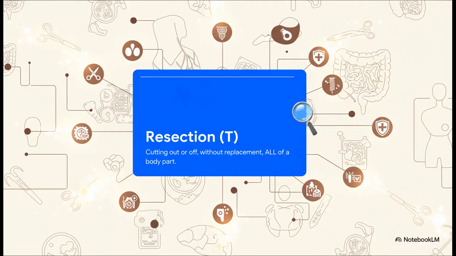Now, the direct counterpart to excision is resection. In this case, the objective isn't to take a piece, it's to take all of it. So, back to our ice cream. A resection isn't just one scoop. It's taking the entire tub. A total mastectomy, where the entire breast is removed, that's a classic resection.